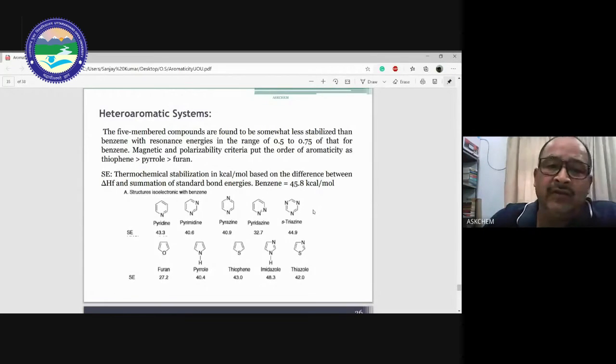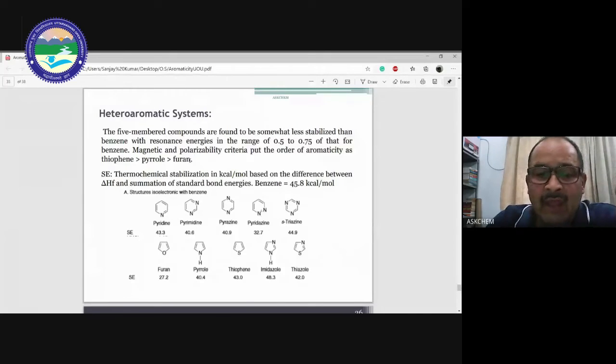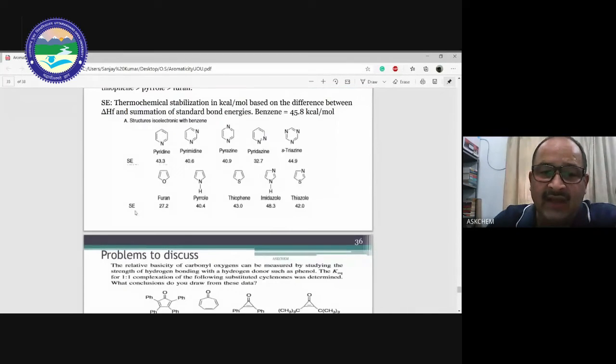Having a heteroatom. Now the five-membered compounds are found to be somewhat less stabilized than benzene, with resonance energy in the range of 0.5 to 0.75 of that of benzene. Now magnetic and polarizability criteria put the order of aromaticity as thiophene, followed by pyrrole, followed by furan. Now what is the rationale? The stabilization energy for thiophene is 43; in the diagram below it is 43, and the stabilization energy for pyrrole is 40, and for furan is 27, and that's why thiophene is the most aromatic of these five-membered rings.